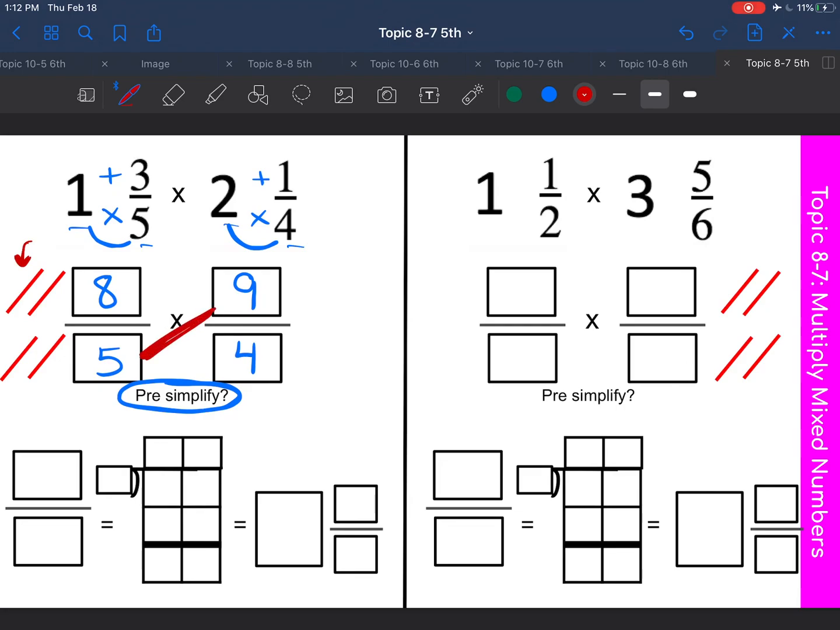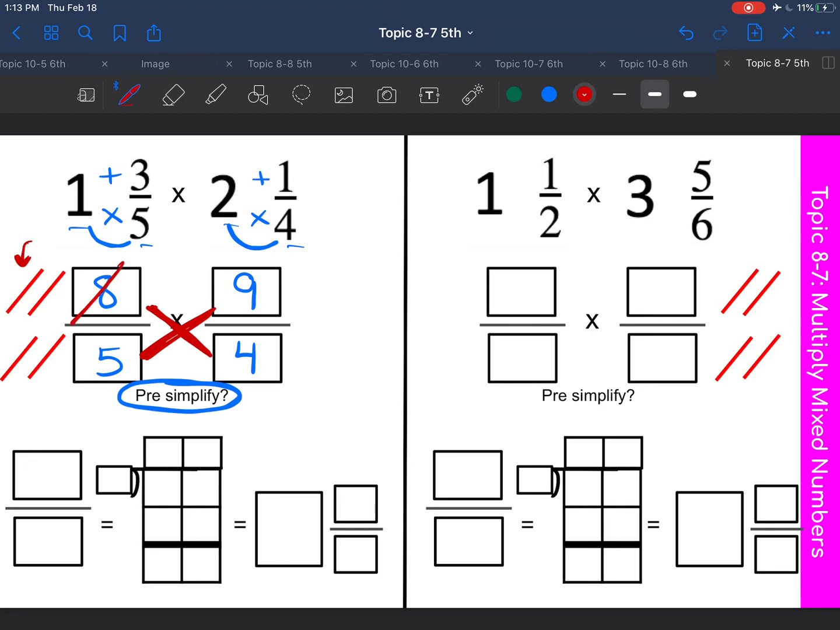9 and 5, okay, do they have any common factors? Can 9 or 5 be divided by the same number? No. So we can't do anything with that way. But this way, 8 and 4, do they have a greatest common factor? Yes. They have a factor of 2. They can both be divided by 2, but they can also both be divided by 4. So we're going to choose the 4.